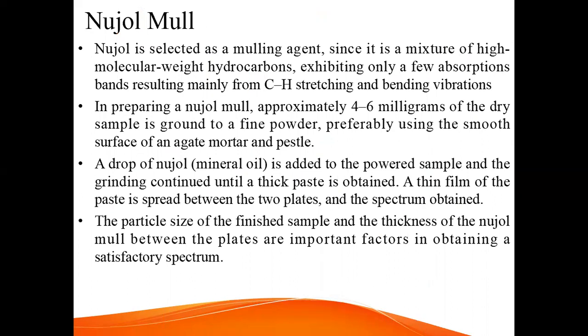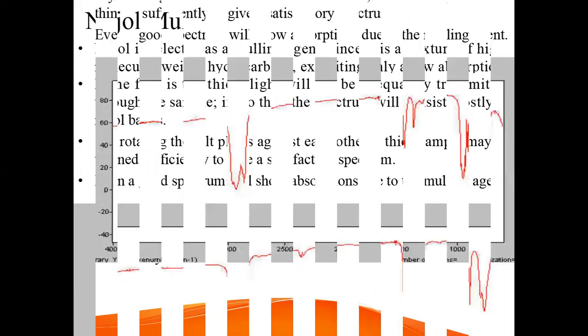A drop of Nujol or mineral oil is added to the powdered sample, and the grinding is continued until a thick paste is obtained. A thin film of the paste is spread between the two plates and the spectrum obtained. The particle size of the finished sample and the thickness of the Nujol mull between the plates are important factors in obtaining a satisfactory spectrum.